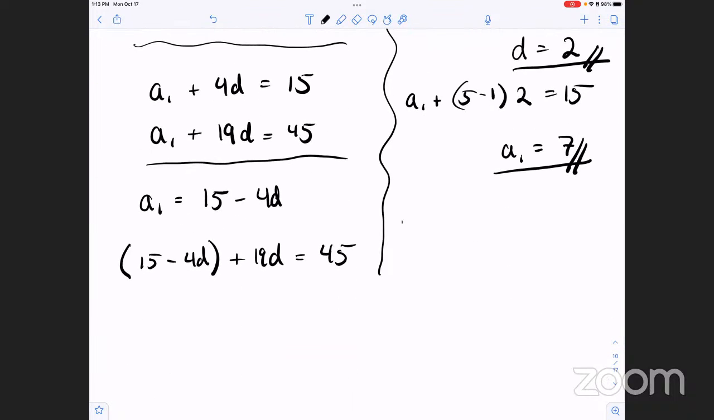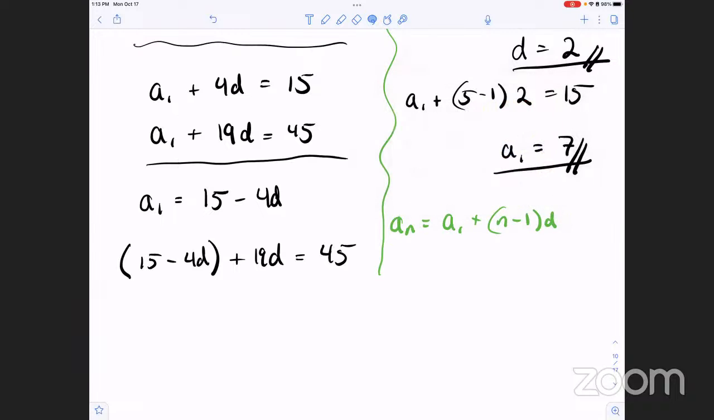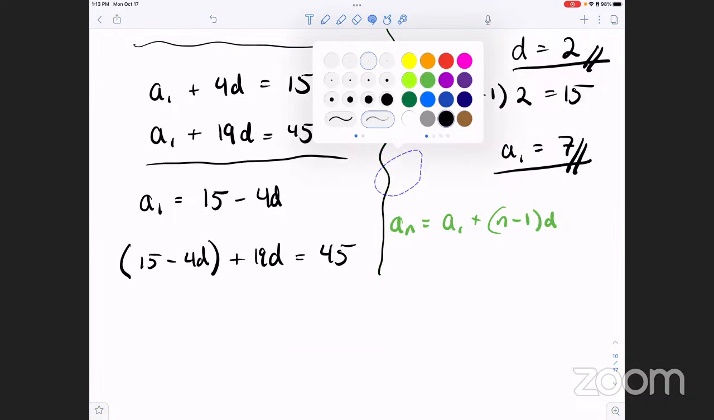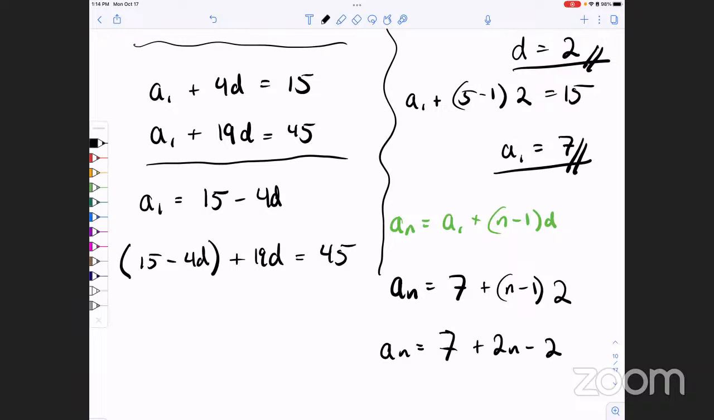So then if we put all this together, our an, again, is going to be the first term plus n minus 1 times d. I usually like to do my formulas in green. So then our nth term, a1 was 7. We're going to leave the n minus 1, and the common difference is 2. And if we just keep going, simplify, an equals 7 plus 2n minus 2. I distributed the 2.